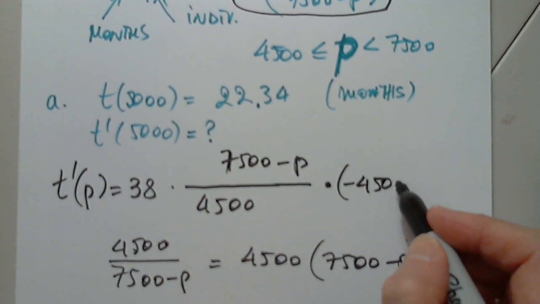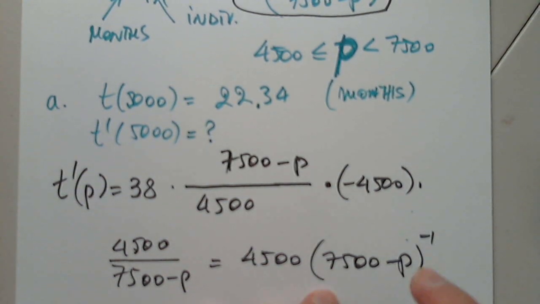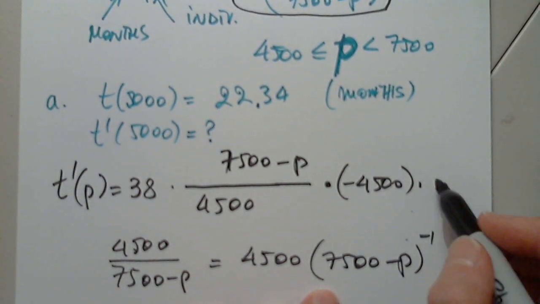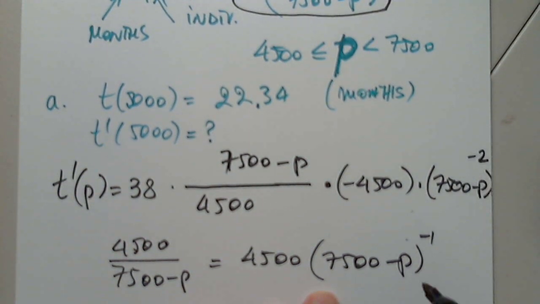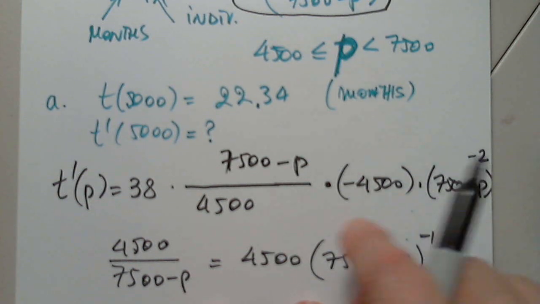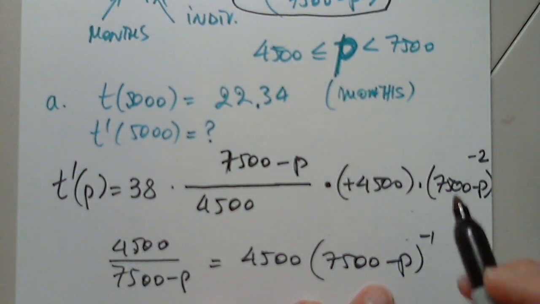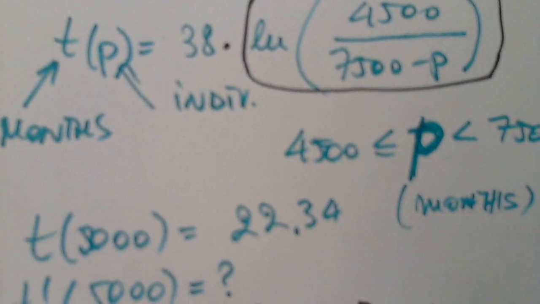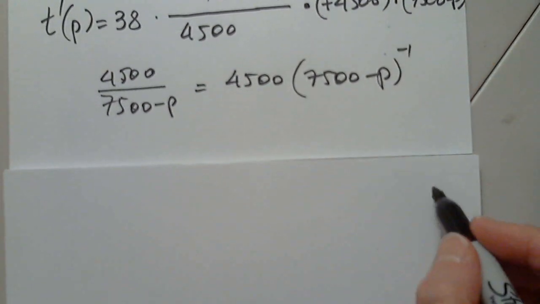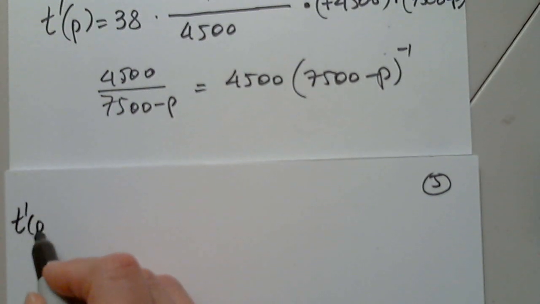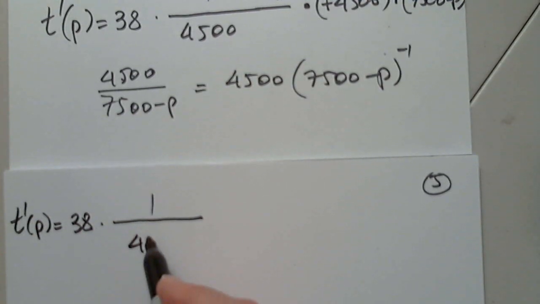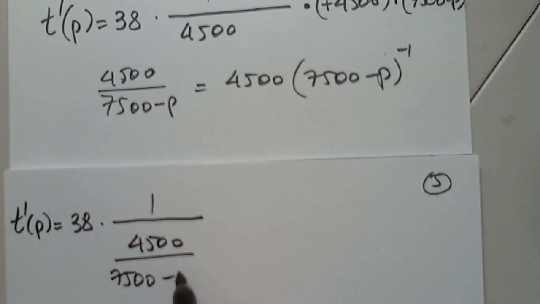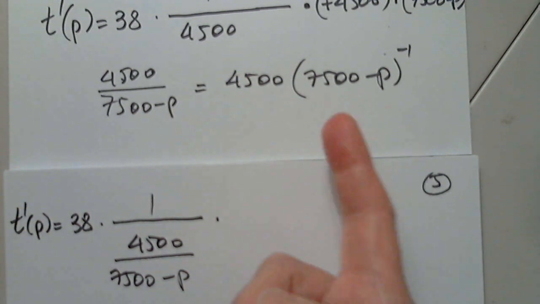So I have negative 4,500 times this to the negative 1 minus 1, so (7,500 minus p) to the negative 2, times the inner function prime. Since it's not clear, I don't have enough room, I'm going to finish it up here, but I'm going to write it again because it's too squeezed in there. So, t prime of p equals 38 times the derivative of 1 over 4,500 over (7,500 minus p), times the inner function prime.